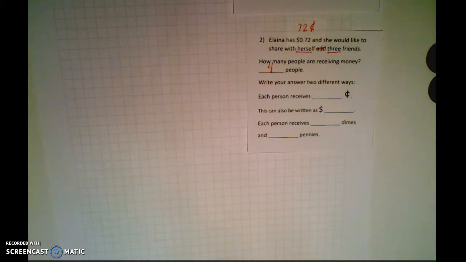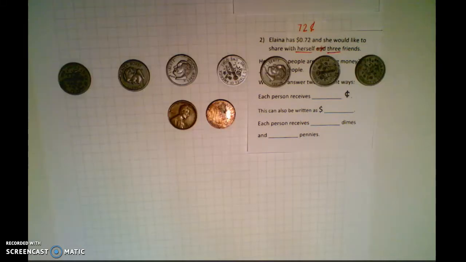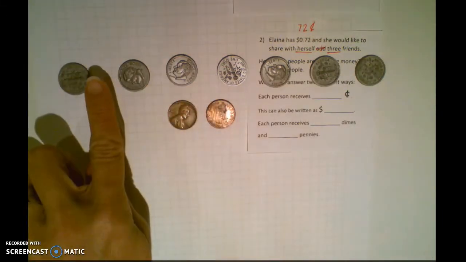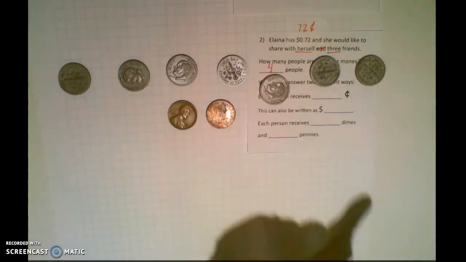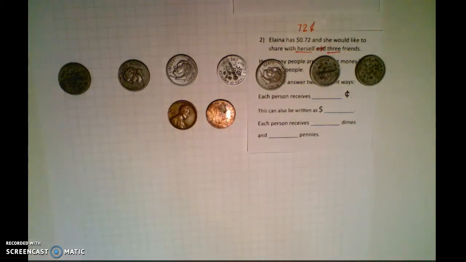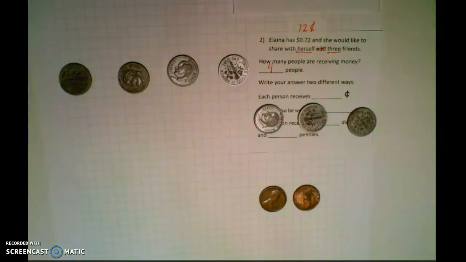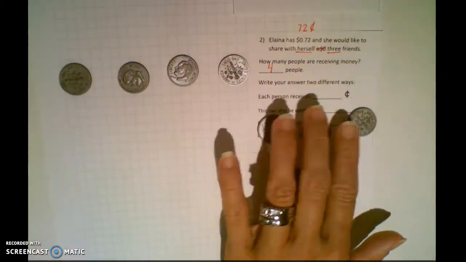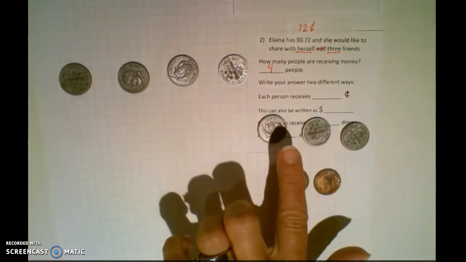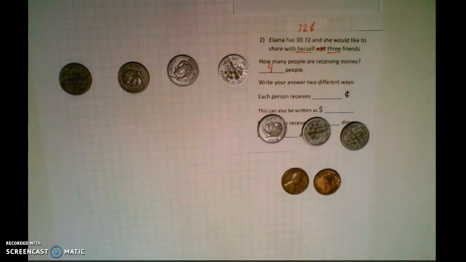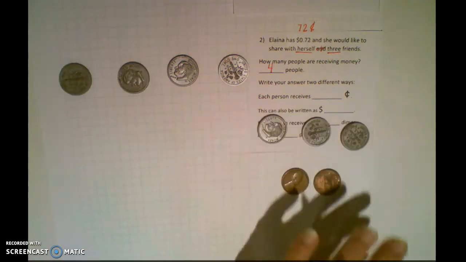So let's figure out if we had 72 cents, how much everyone would get. So let's grab 72 cents with dimes and pennies. Okay. So let's look at what Elena has. She has 7 dimes, and she's trying to share it with only 4 people. So can every person get at least 1 dime? They can. So let's do that. We have 1, 2, 3, 4 groups, which leaves us with 3 dimes left over. Can she share those 3 dimes evenly with 4 people? The answer is no. So what are we going to need to do? You guessed it. We're going to have to trade out those 3 dimes with pennies.